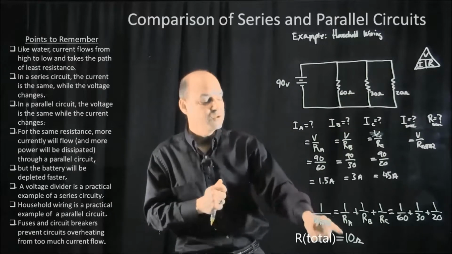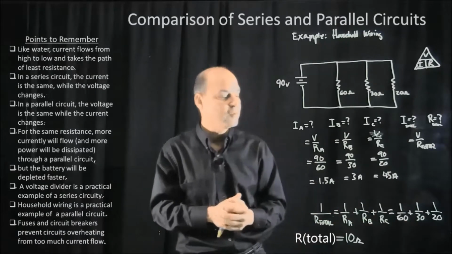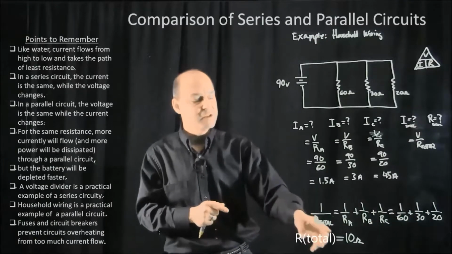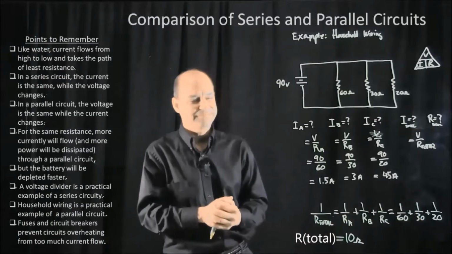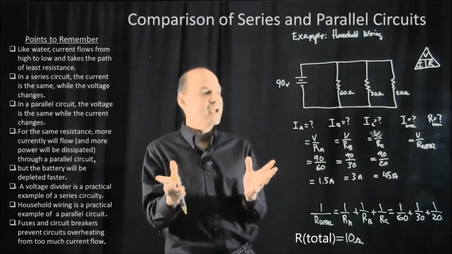20 ohms. If you did not get 10, you need to go back and make sure that you're doing these problems right. Remember, you may have gotten an answer like 0.1. That probably means that you didn't invert the sum of the inverted resistances. This is just something you're going to have to practice, okay? Oh, but we're not done yet.